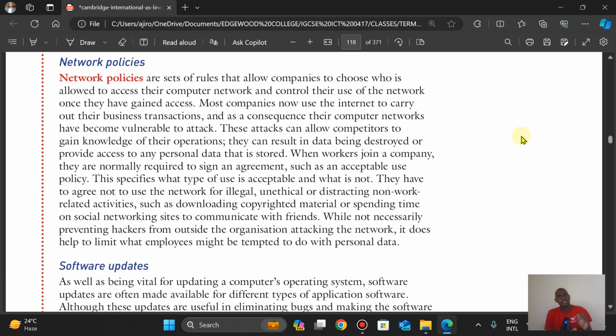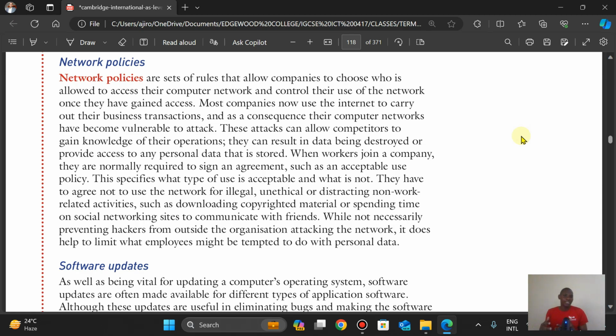Now, for network policies, there is a set of rules, okay, that allow companies to choose who is allowed to access their computer network. So this is a policy, and control their use of the network once they've gained access to it. Now, every organization has policies, including networks. The policy means that they have a rule. So if a company is coming on board, there are certain levels, we've talked about the levels of access, on how they can use it.